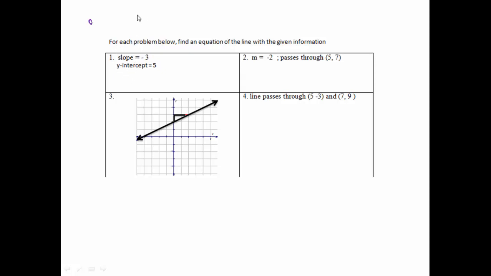I do notice for each of these problems, we can either use y equals mx plus b, or we can use y minus y1 equals m times x minus x1. This is the point slope form, and this is the slope intercept form. And I notice in problem 1 it gives me the slope and intercept, so it would just make more sense for me to use y equals mx plus b.